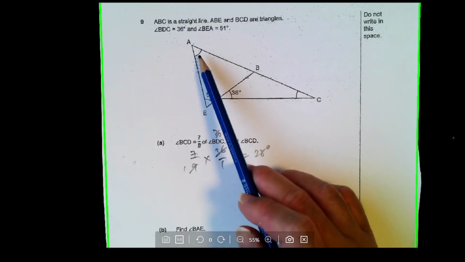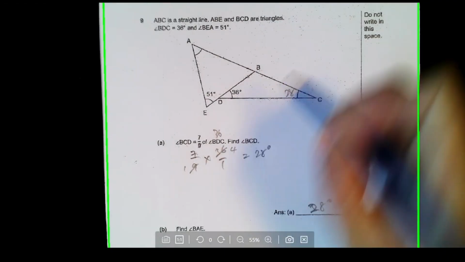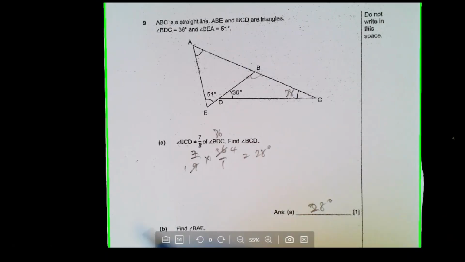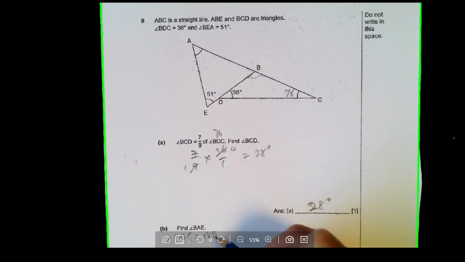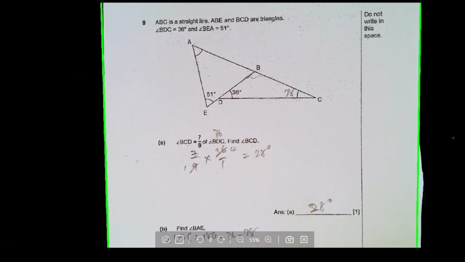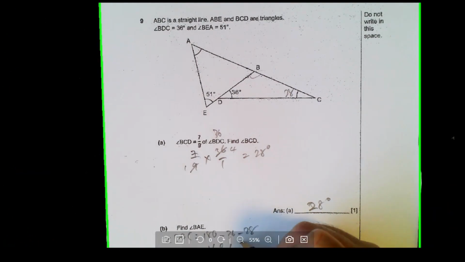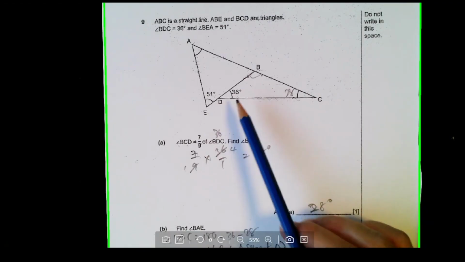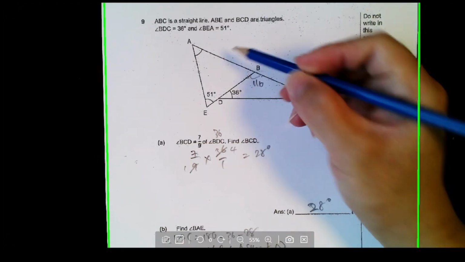Find angle BAE, this one. So if this is 28, this is 36, can we find this? Angle DBC. I write 180 minus 36 minus 28. You will get 116 because of the angle sum of a triangle. So this is 116. Okay, and you're trying to find this.